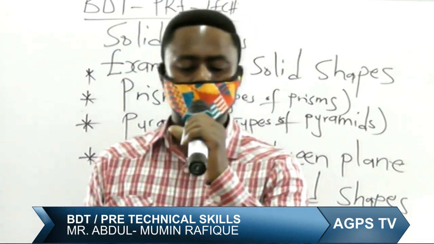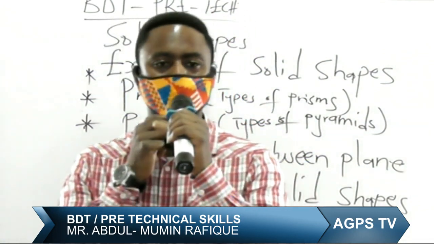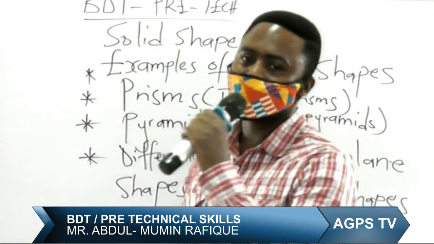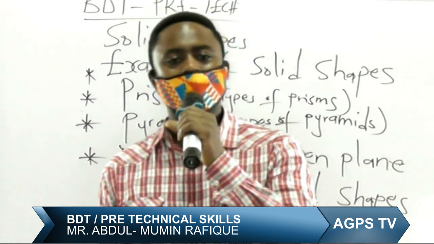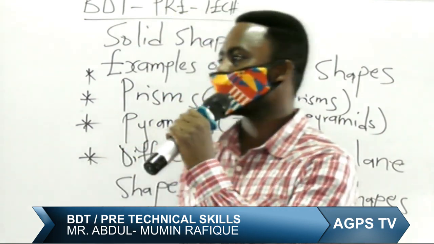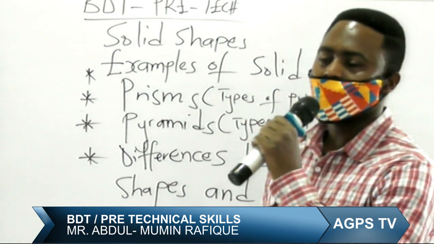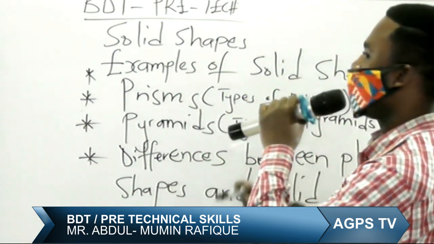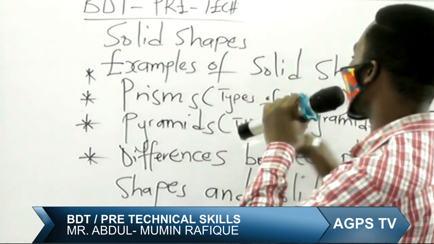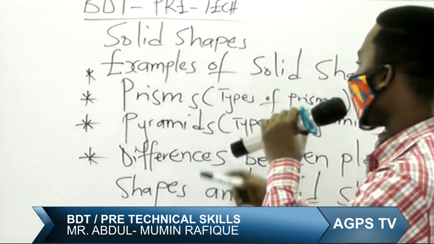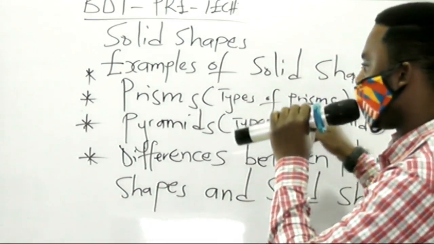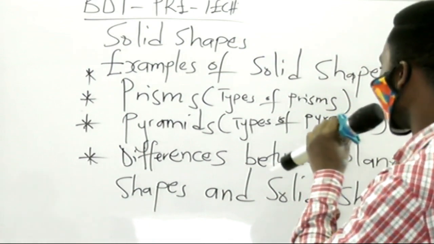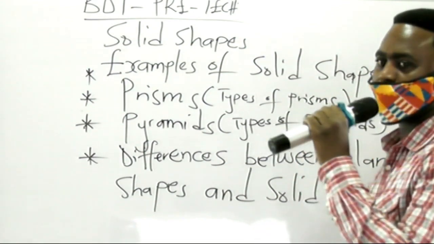Hello, viewers. My name is Abdelmumin Rafik, and I'm going to be your pre-technical skills facilitator for today. We are going to discuss solid shapes. Today, we shall look at examples of solid shapes. We also look at prisms and types of prisms. We'll look at pyramids and types of pyramids, and also discuss the differences between plane shapes and solid shapes.